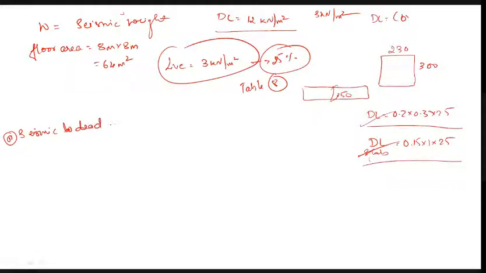Now, seismic dead load on each floor. The dead load he has given is 12. What is the area? It is 64. Okay, the load will be 768 kilonewton. I will draw the diagram here.